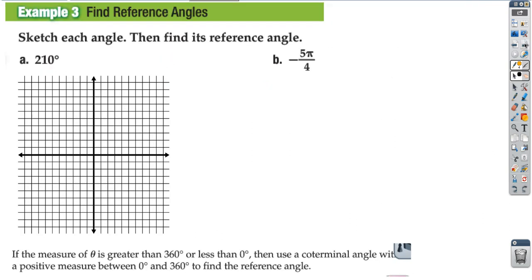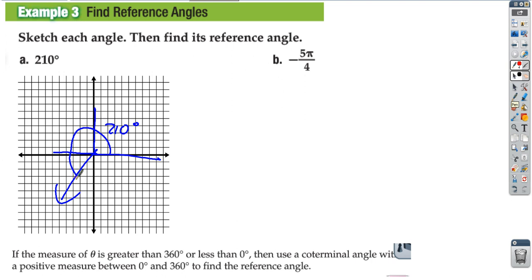So let's get a little bit of practice with that. It tells us to sketch these angles and then find the reference angle. So 210 degrees, well here's 0, here's 90, here's 180. So 210 is not going to go quite to 270. So there's 180, we'll go a little bit further. That's about 210. The reference angle will be this one that I'm about to put in red.